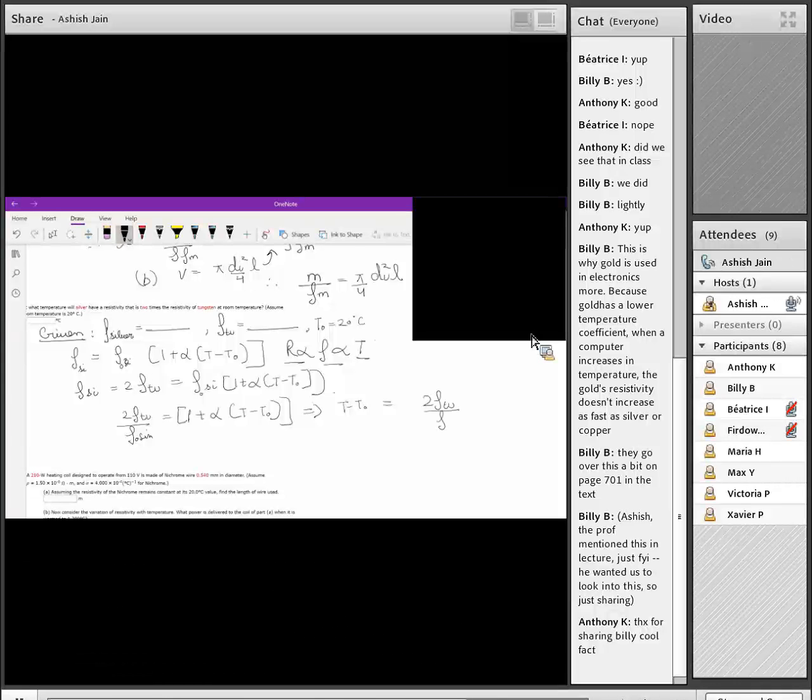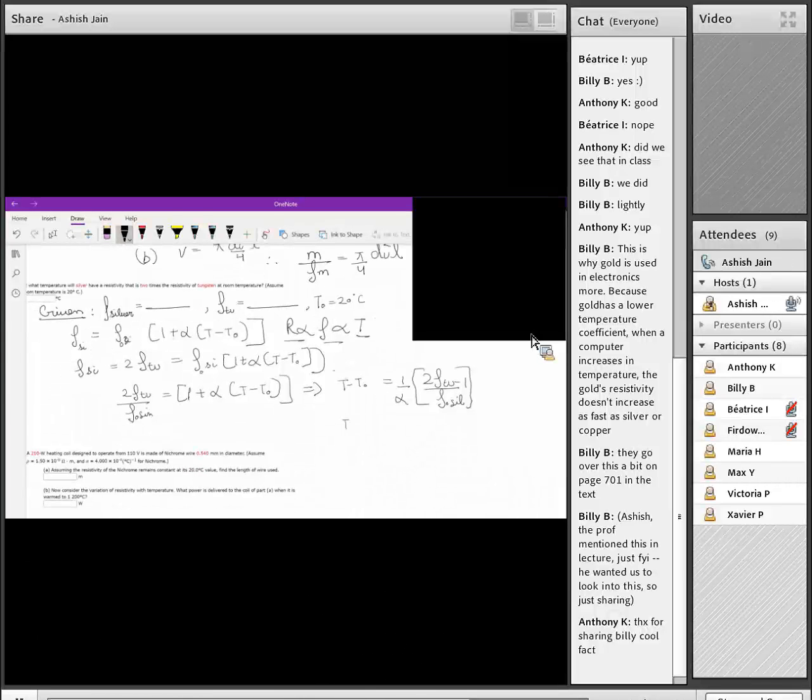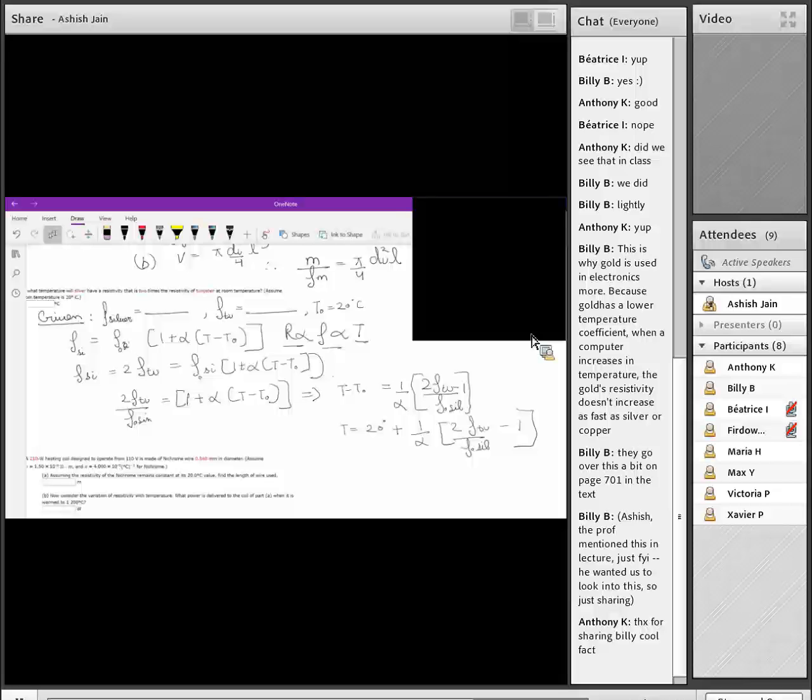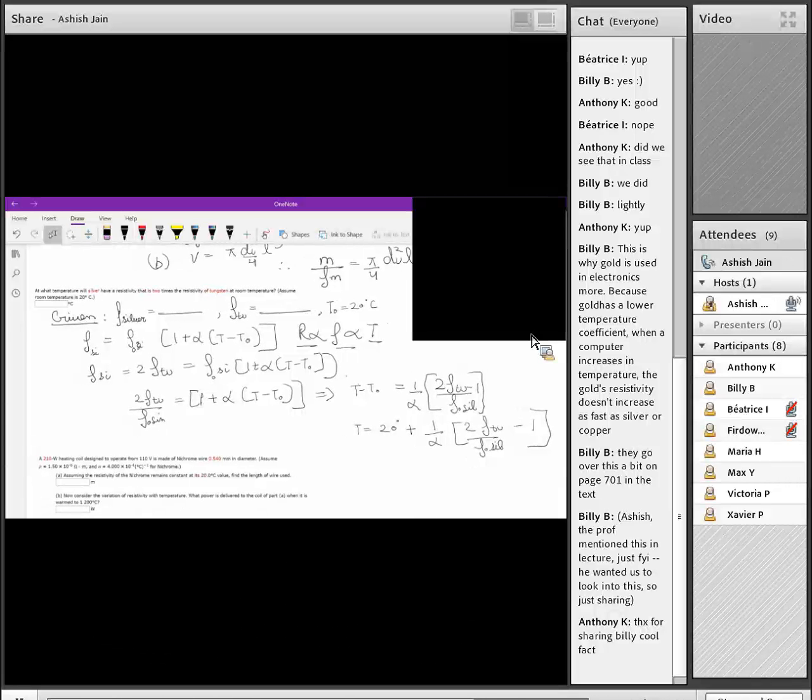That gives T minus T naught equals 2 rho tungsten by rho naught silver, minus 1, by alpha, and T is 20 degrees plus that, substituting the value of T naught. So that's the answer.